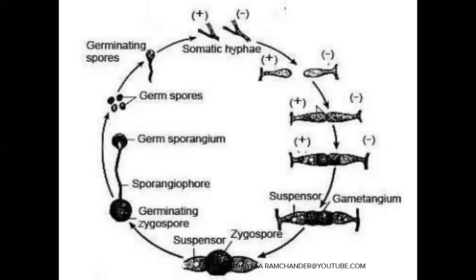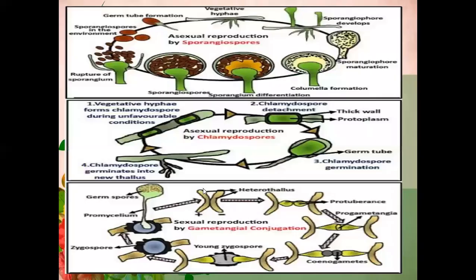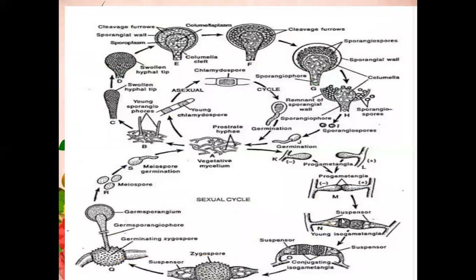We observe in the life cycle that the diploid phase is present only in the zygote, and all remaining stages are in haploid condition, whether in vegetative propagation, sexual reproduction, or asexual reproduction. We observe only a diploid nucleus in the zygote. All remaining stages are in haploid condition. So this type of life cycle is called a haploid life cycle. So in Mucor, a haploid life cycle is present.